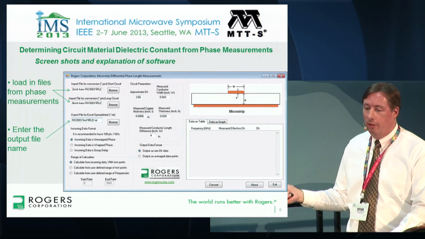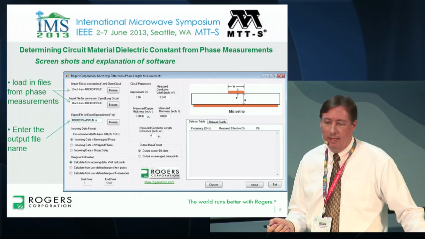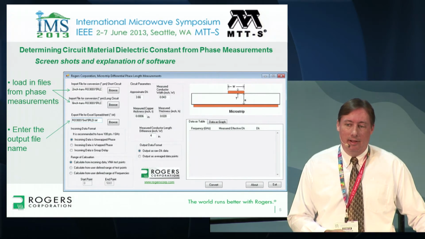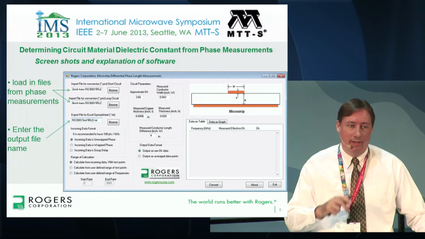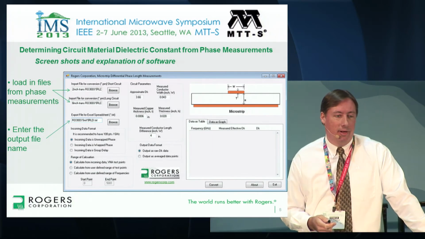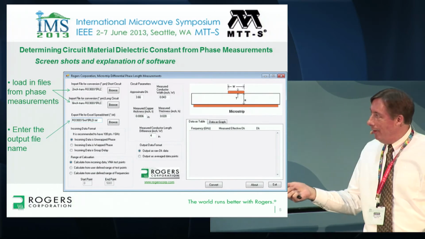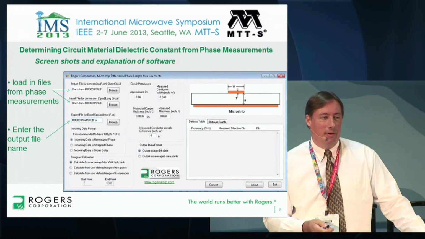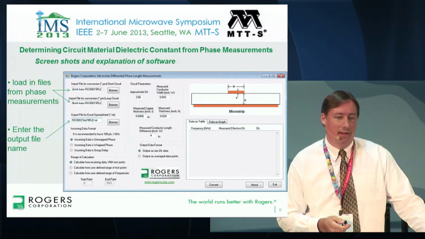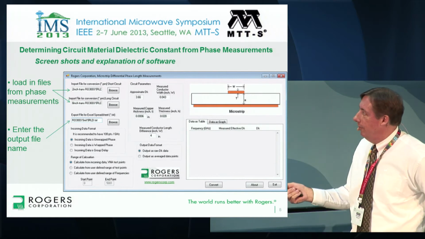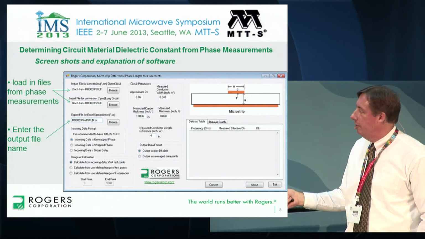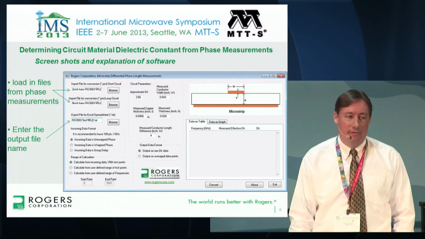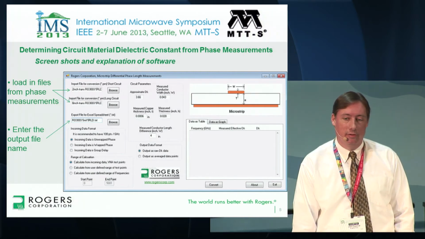So by default, you're going to be bringing in the incoming data as unwrapped phase. Unwrapped phase is the thing that you should be bringing in. It's kind of common to have wrapped phase coming off the network analyzer. So if that's the case and you save the file as wrapped phase, then you can click on the button there and it will convert it to unwrapped phase, which is exactly what the software uses.